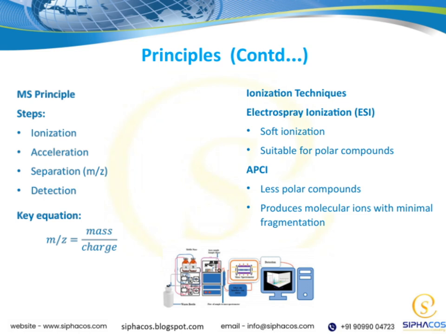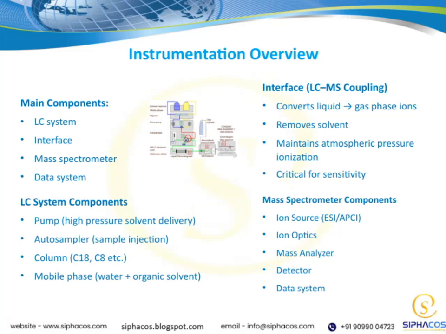As we continue, remember that these principles are fundamental to understanding how different ionization techniques are chosen based on the chemical nature of the analyte. They help us optimize detection sensitivity and accuracy in mass spectrometry analysis. Let's take a closer look at the interface, which is a crucial part of LC-MS coupling.